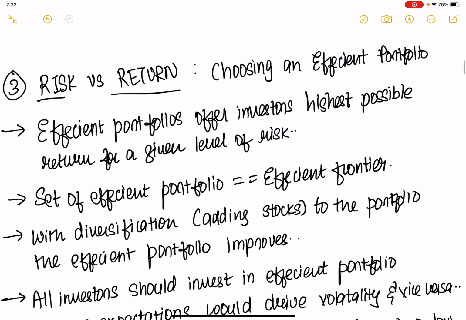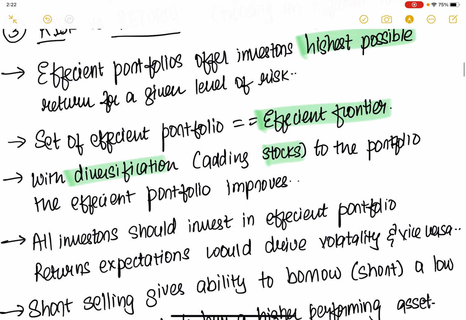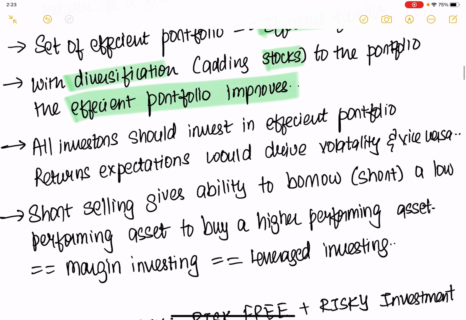Risk and return. Choosing an efficient portfolio is very important. We saw how choosing a portfolio that gives you the highest return for the risk that you take is very important. And you do that by choosing any portfolio on the efficient frontier. When you diversify or add stocks, we saw how you go northwest in the earlier part of this video, and your portfolio improves: volatility reduces, performance improves. And all investors, based on their risk appetite, should be investing in an efficient portfolio to reduce volatility and increase return.